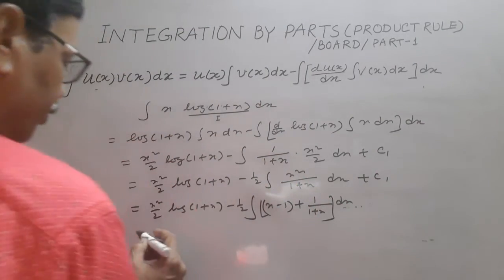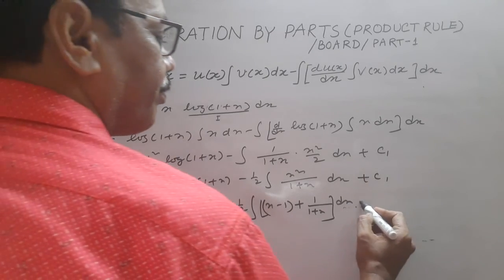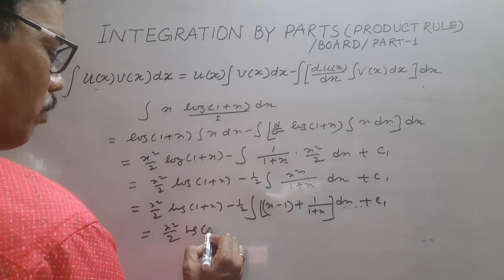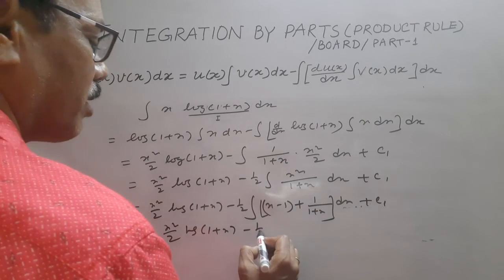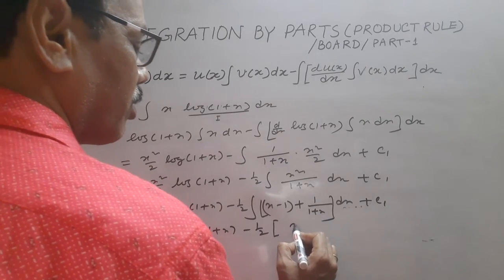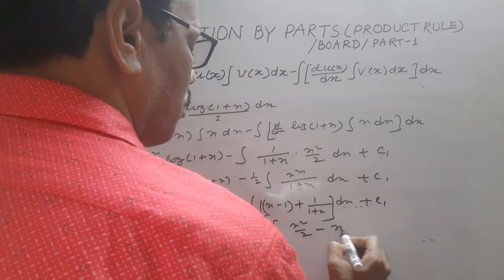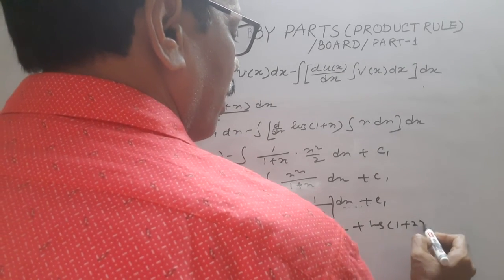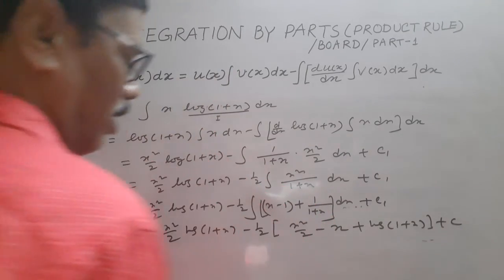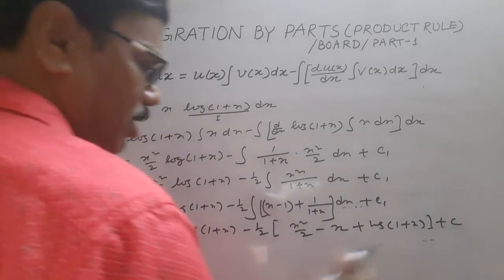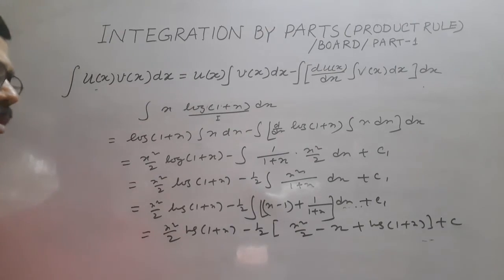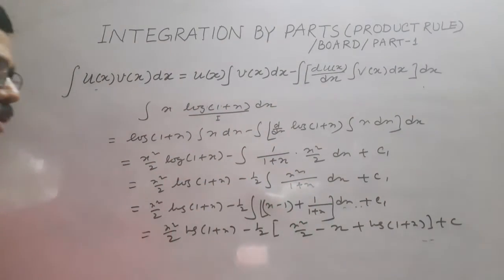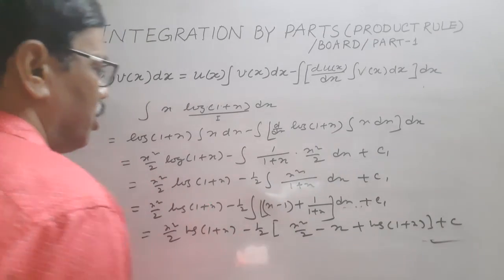Now look, this one is x square by 2 log 1 plus x minus half, x square by 2 minus x, log 1 plus x plus c. So you can simplify it or take common. So our main aim is to integrate.